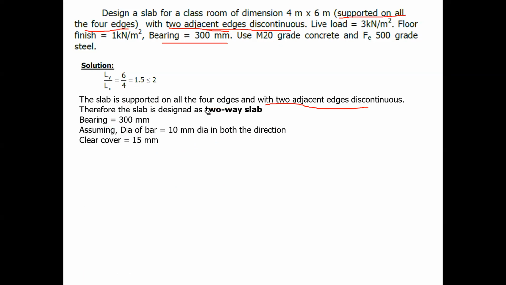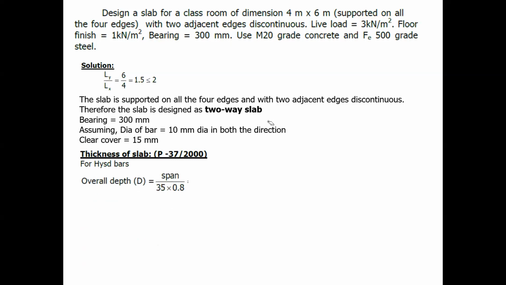Any doubt in this? No, sir. Okay. Next take down thickness of slab. That is for HYSD bars, nothing but Fe 500. Take down overall depth. Overall depth D is equal to span by 35 into 0.8. So this is a standard one. It won't change.